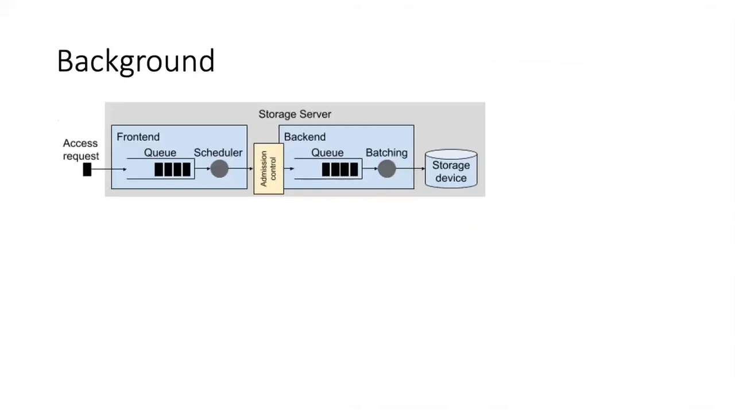First, the background for the talk. Scalable storage servers consist of multiple parts that communicate asynchronously via queues. There's usually a front end that queues access requests from storage clients and uses one or more threads to forward queued requests to a backend. The backend queues these forwarded requests and batches them to efficiently use storage devices it manages.